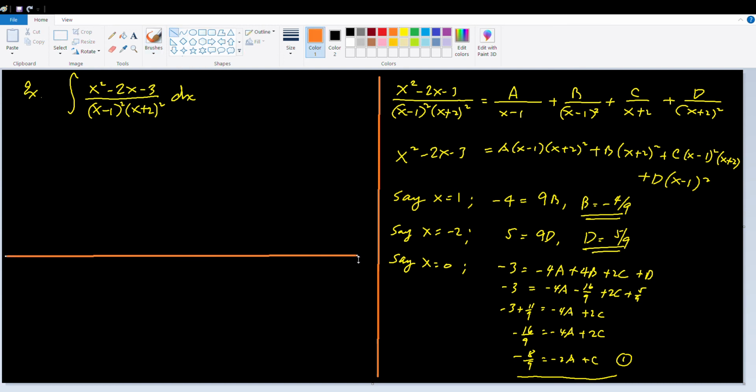Okay, so let us continue here. We now substitute negative 1. Say x equal to negative 1. So negative 1 squared is 1. Negative 2 times negative 1 is positive 2, minus 3. That will give us 1 plus 2 minus 3, or 0. So the left side is 0. Next, negative 1 minus 1 is negative 2. Negative 1 plus 2 is positive 1, squared is 1. So that will be negative 2a.